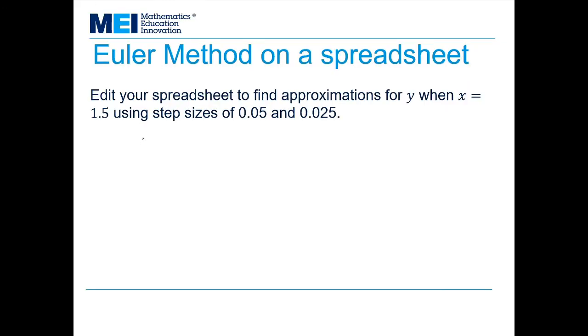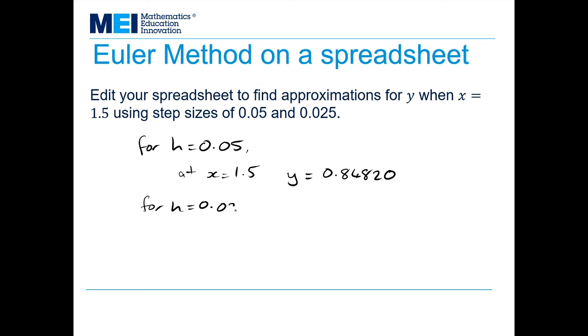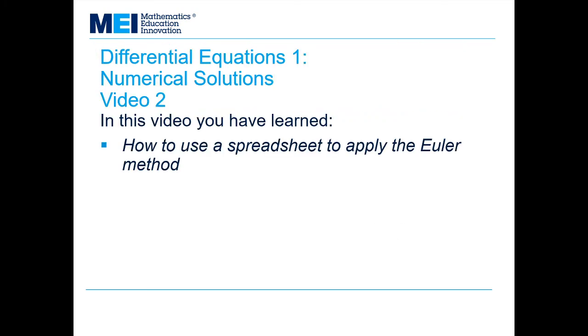So just recording that then, for h = 0.05, at x = 1.5, I got the approximation y = 0.84820, and for h = 0.025, at x = 1.5, I had the approximation y = 0.85536. In this video, you've learned how to use a spreadsheet to apply the Euler method.